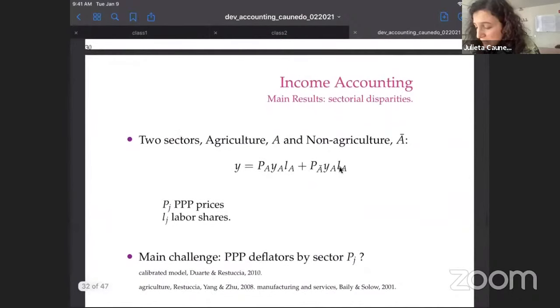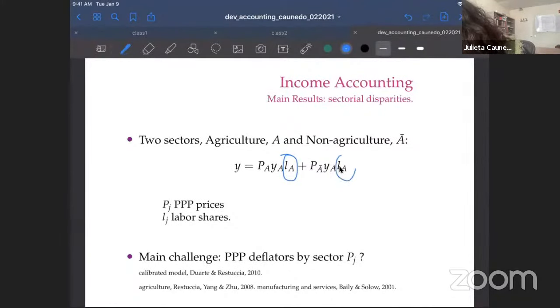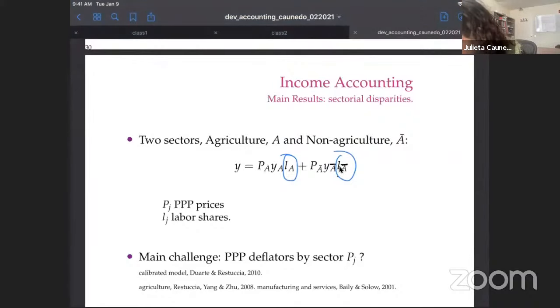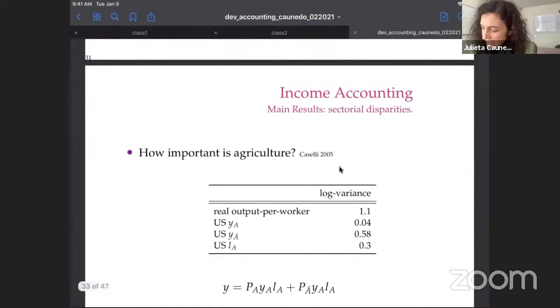So one way to think about this is to say, okay, how important is agriculture? We know that countries, rich and poor countries, are very different in their employment shares. And they're also potentially different in how much, this is a typo, sorry. This is A-bar, this is A-bar, because this is a share outside agriculture. And this is the output outside agriculture. Okay, so how important is this? So the exercise that Caselli does is the following. He says, look, real output per worker, the log variance for the period that he's using is 1.1.